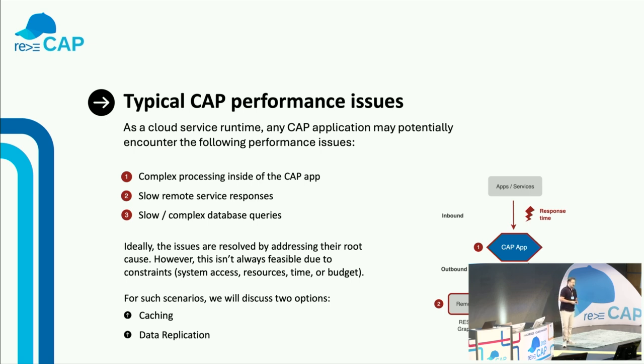Also, if you have complex database queries, things will slow you down. The first thing you should do is get at the core problem and try to fix this, right? To actually solve this. But this is sometimes not possible. Especially when you talk about remote services, you're not the owner of that service, and you can reach out to them, but potentially they cannot fix this. So you have to live with it and find workarounds. Let's discuss two options: caching and data replication.